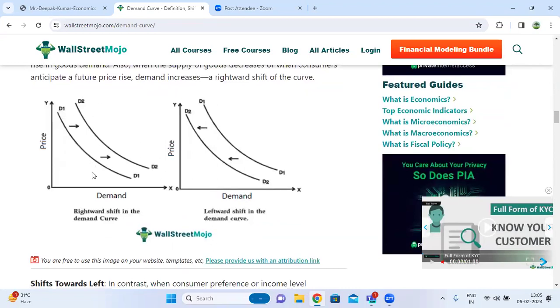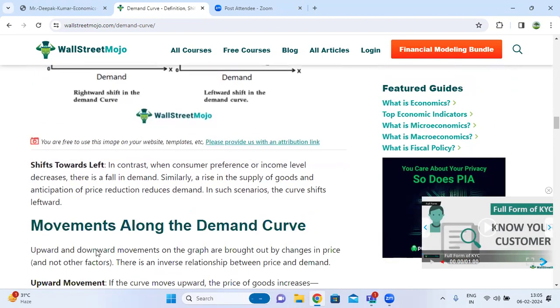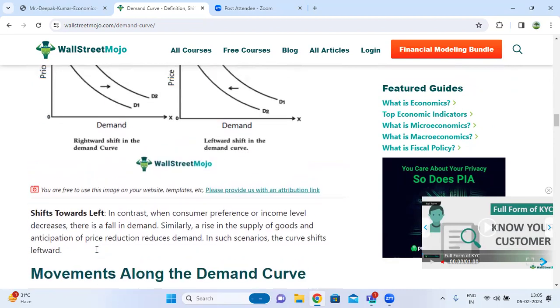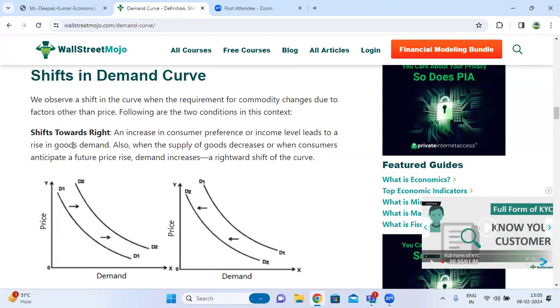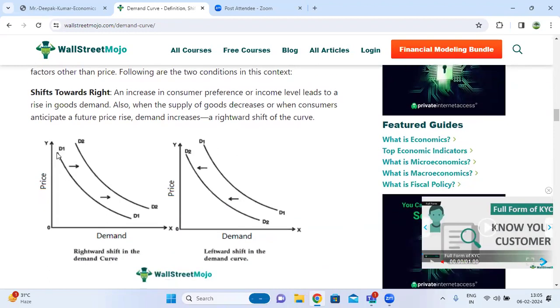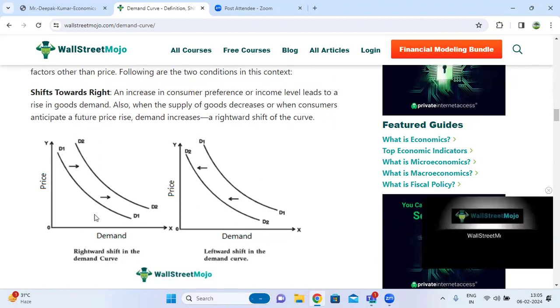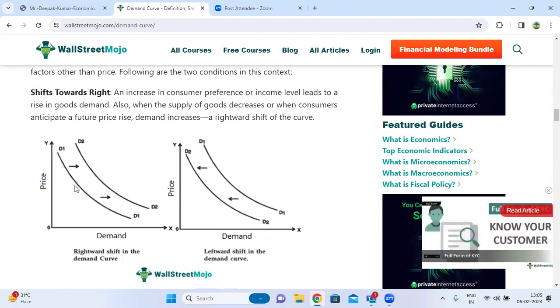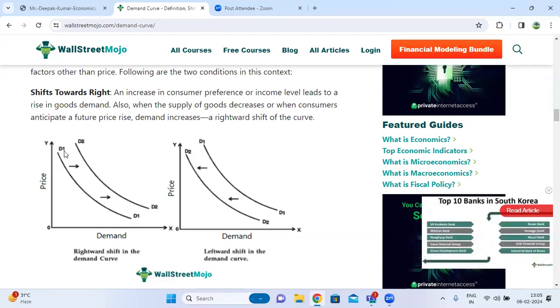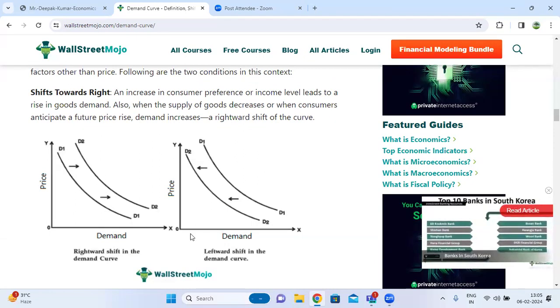In these two diagrams of demand curves, one shifts towards the left and the other shifts right. In the first one it shifts towards the right. DD is the demand curve. If the price increases, the demand decreases. The curve moves downward along the x-axis. DD is the demand curve, and the price levels are increasing.